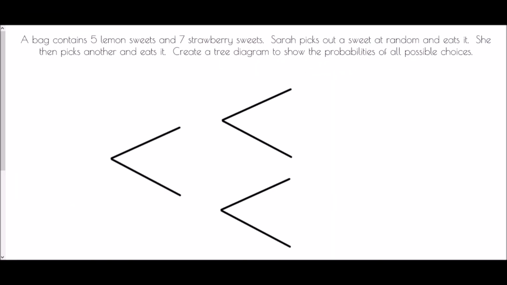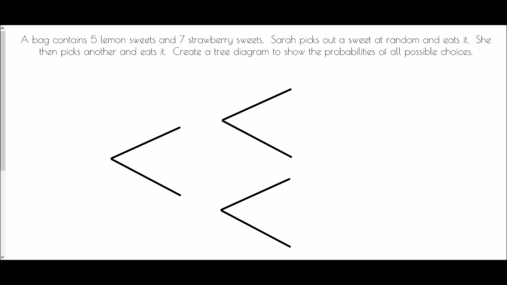Next, we're going to deal with what is known as conditional probability. And so we are told that a bag contains 5 lemon sweets and 7 strawberry sweets. Sarah picks out a sweet at random and eats it. She then picks another and eats it. Create a tree diagram to show the probabilities of all possible choices.